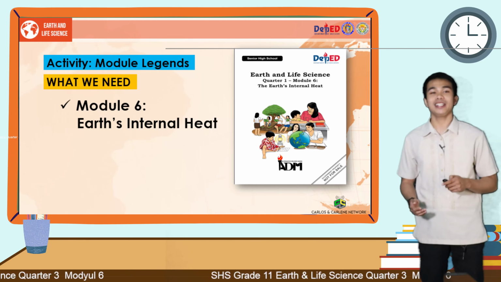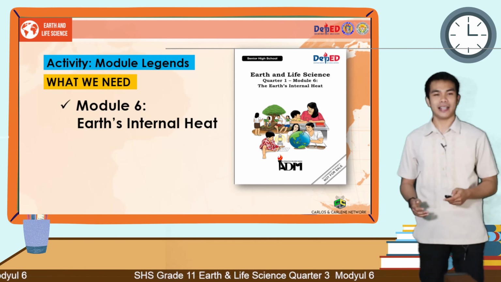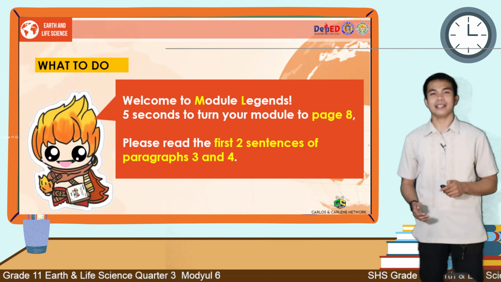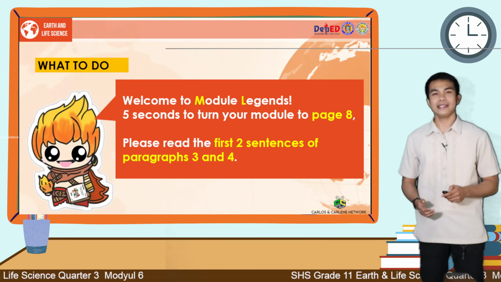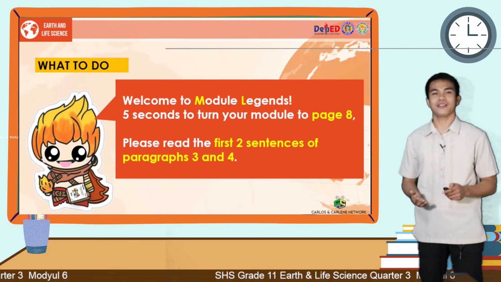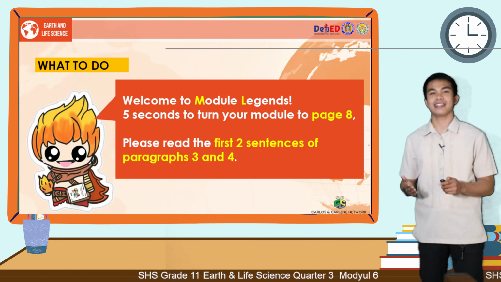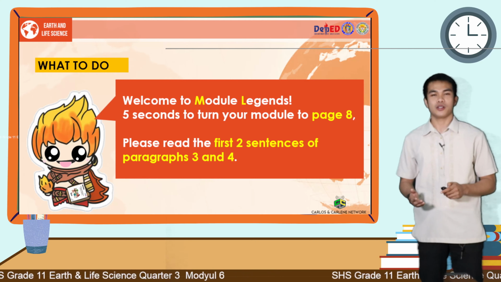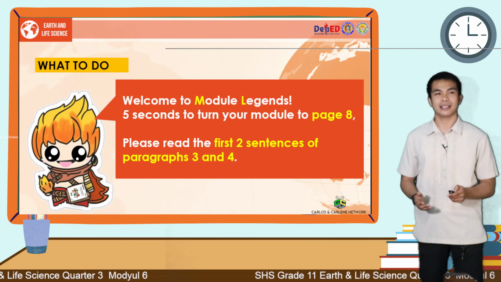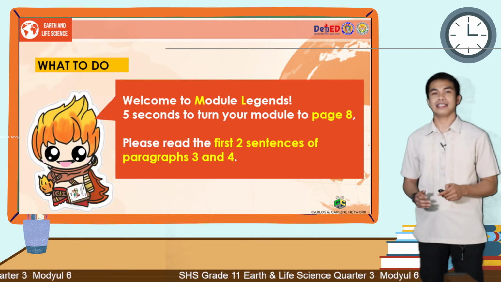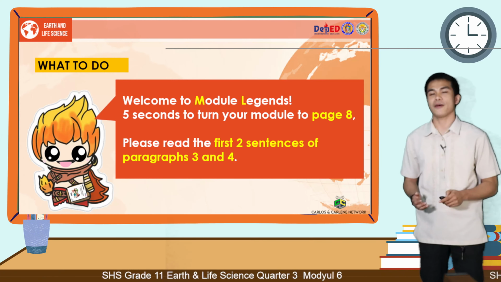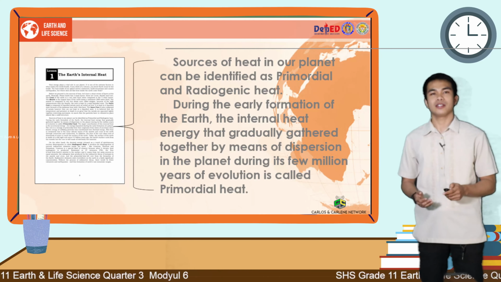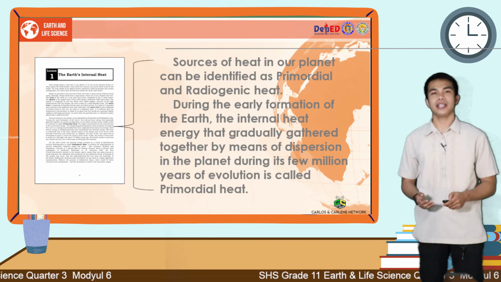And to tell us what we need to do, we have our friend Valir to give us instructions. Okay, so let us read the lines of Valir. He said, "Welcome to Module Legends. 5 seconds to turn your module to page 8. Please read the first 2 sentences of paragraphs 3 and 4." So let's take a look at page 8. Please turn your module to page 8 and let us all read the first 2 sentences of paragraphs 3 and 4. So join me in reading.